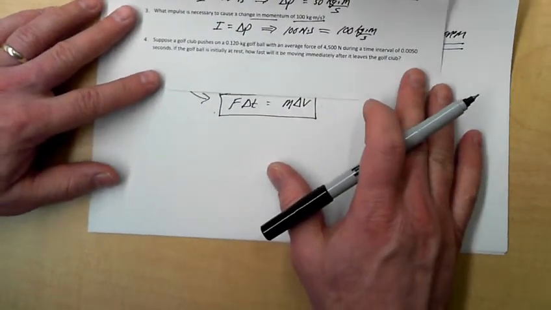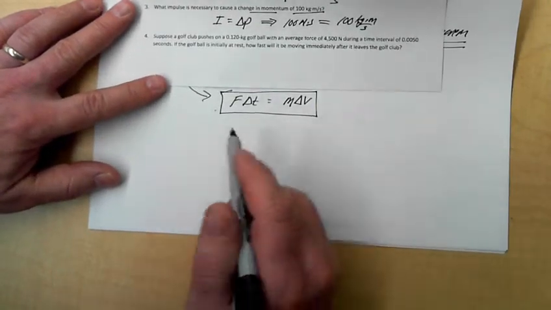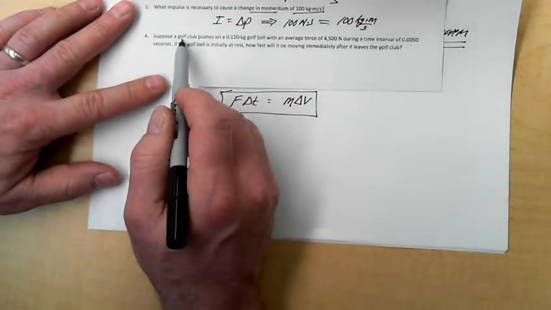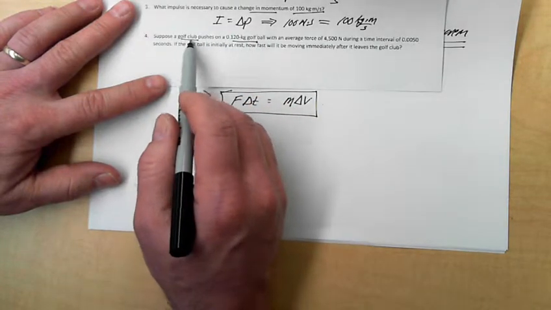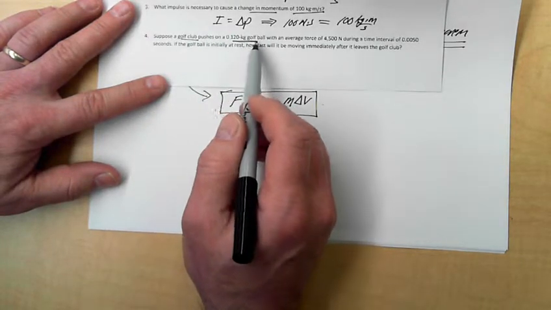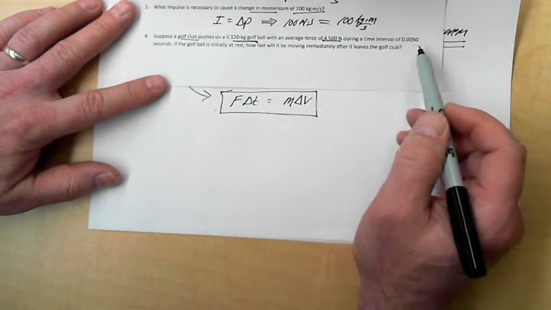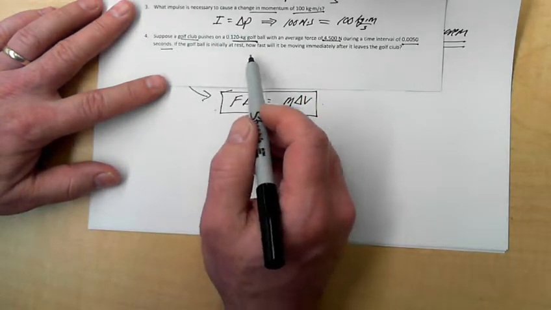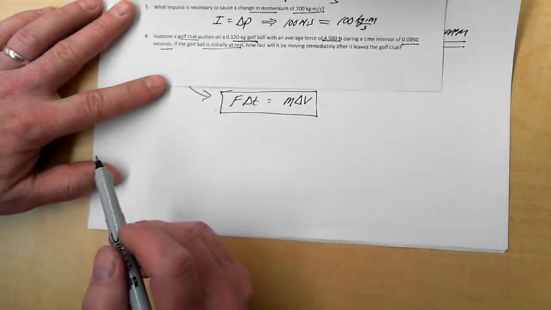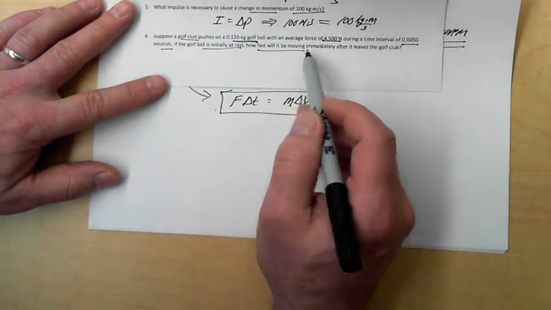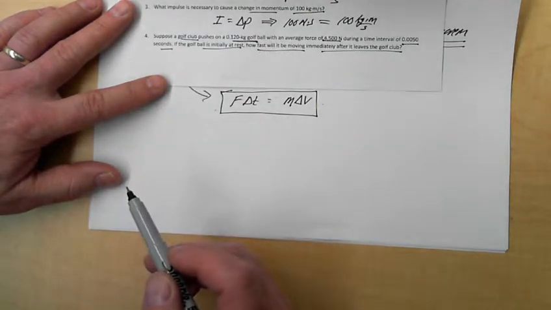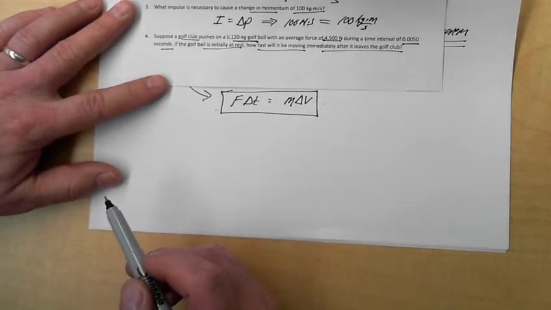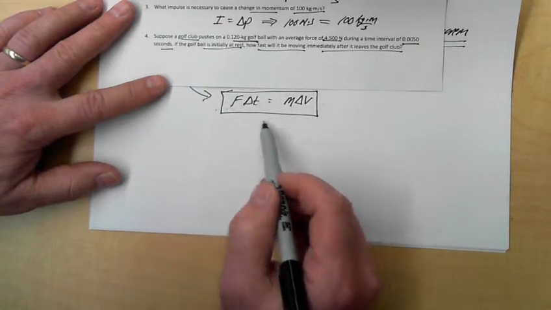problem number 4 on the bottom of the page here. We are told that a golf club exerts a force on a golf ball. It gives us the average force, it gives us the time interval, and it tells us the golf ball is initially at rest. And the question is, how fast will this golf ball be moving immediately after the club is done smacking it? Well, this is the perfect way to think about it.